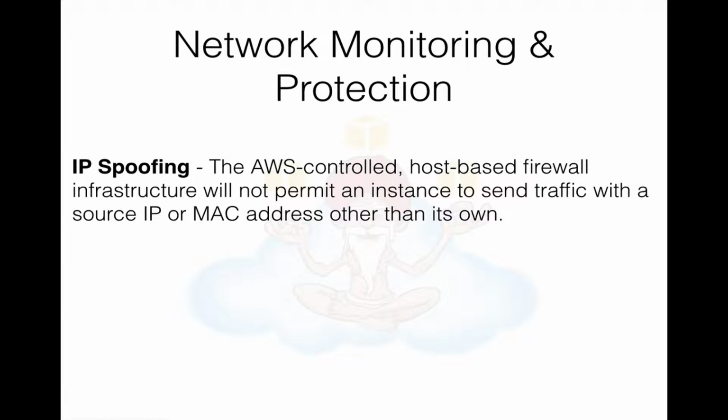In terms of IP spoofing, there's an AWS controlled host-based firewall infrastructure, and it's not going to permit an instance to send traffic with a source IP or MAC address other than its own. So that basically prevents things like ARP poisoning or man-in-the-middle attacks. This is basically where you convince another server that your MAC address is different to what it actually is, or that your IP address is different to what it actually is. So because Amazon controls the host-based firewall, it prevents IP spoofing.